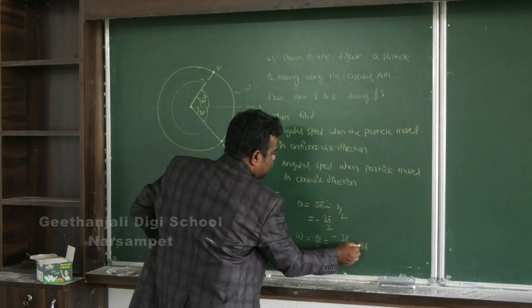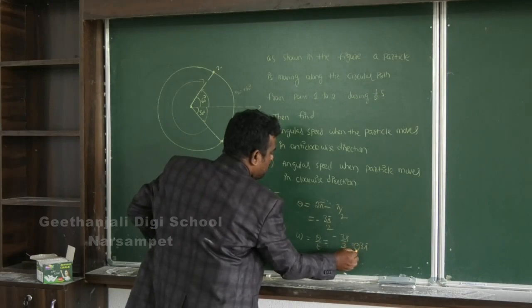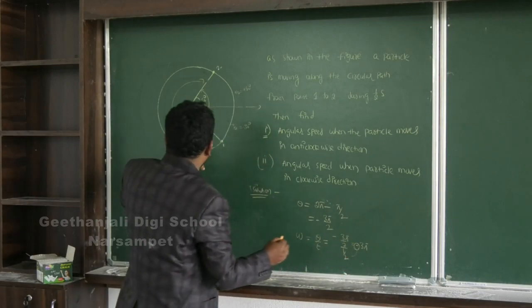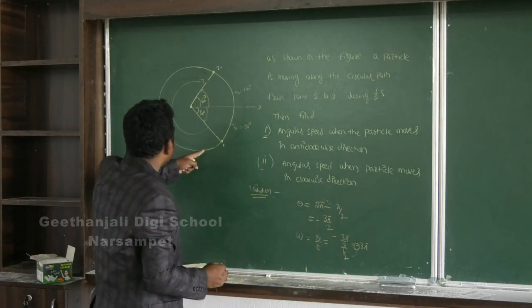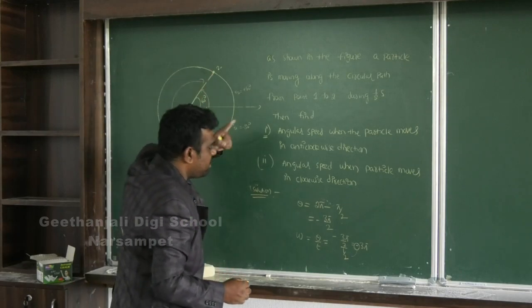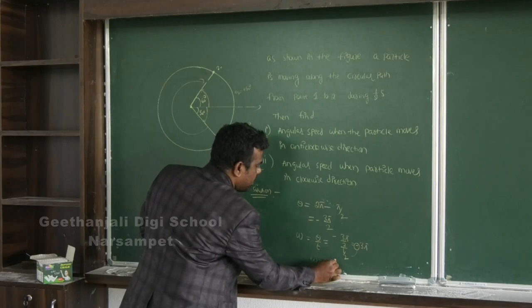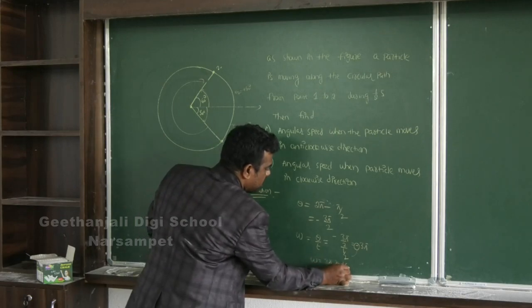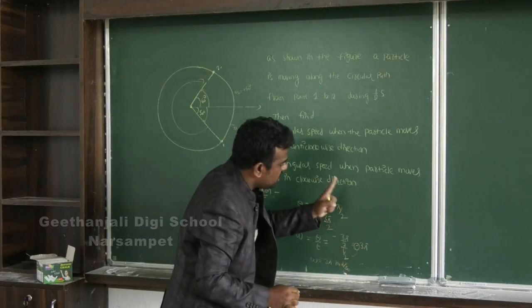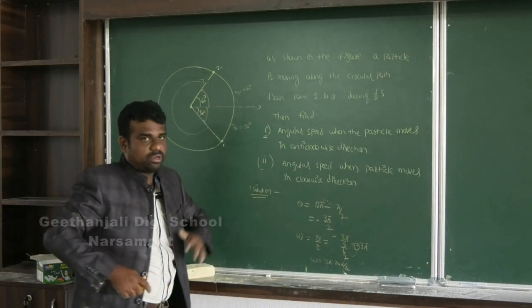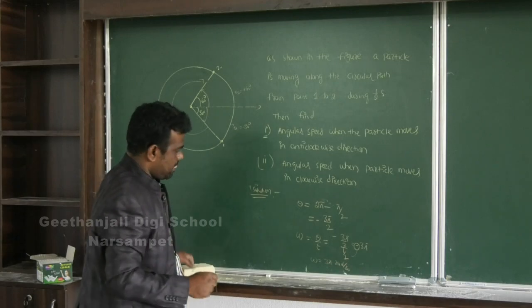Generally, this minus indicates the sense of rotation, the sense of revolution. Minus means the particle is moving in a clockwise direction. If I take its magnitude, then omega is equal to 3 pi radian per second. What does minus indicate? The minus indicates the sense of revolution. This is the problem, right?